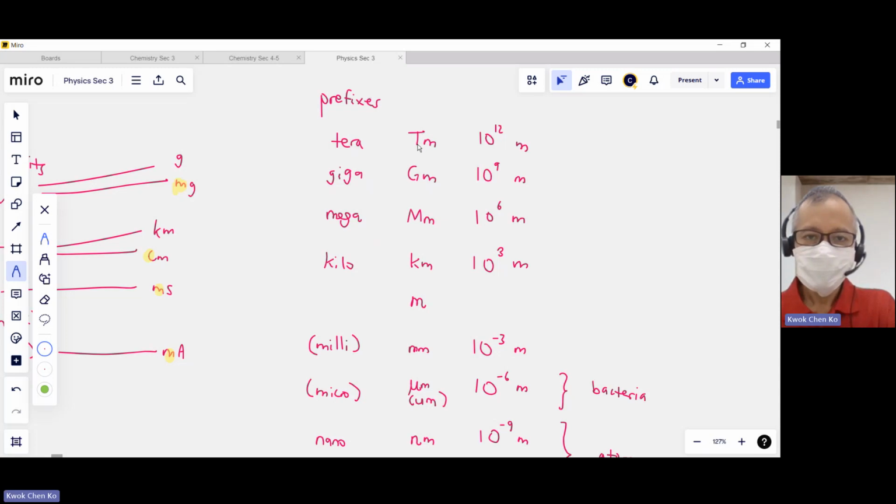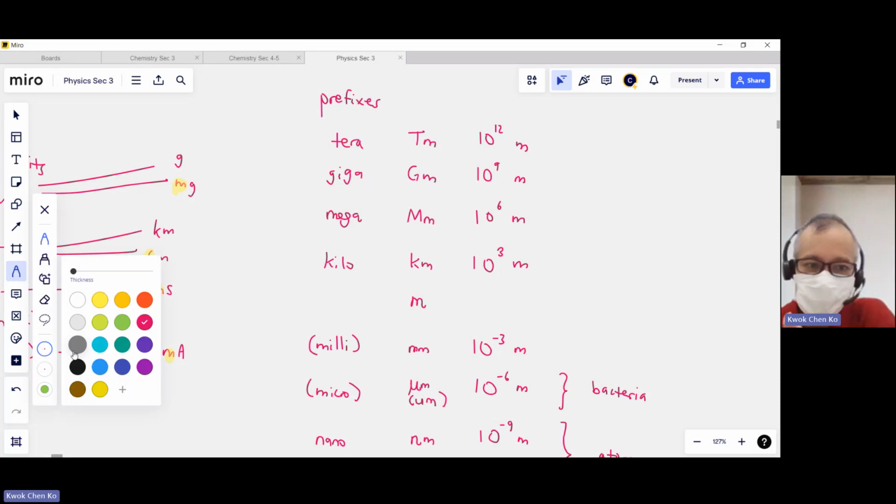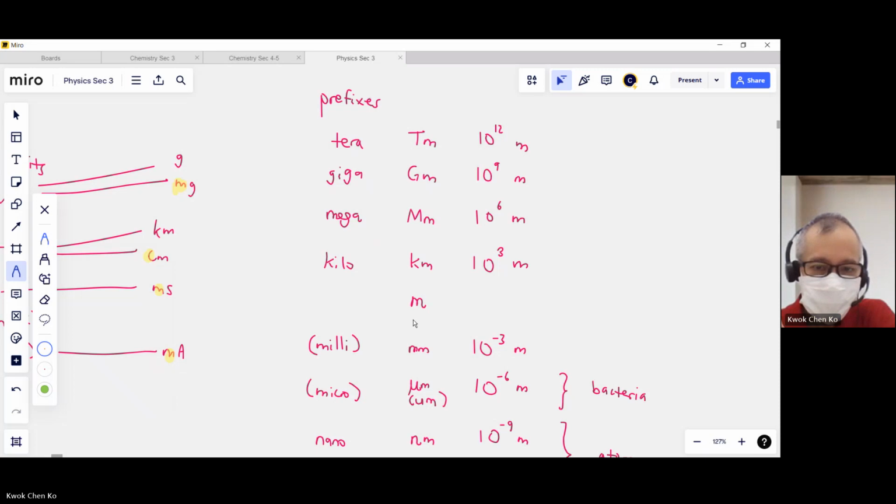Watch out for the capitalization. These are all capital T, G, M, but this is a small k though. Now, these are the basic prefixes. However, occasionally you see others, like for example, cm. That stands for centi, and this is 10 to the power minus 2 meter.